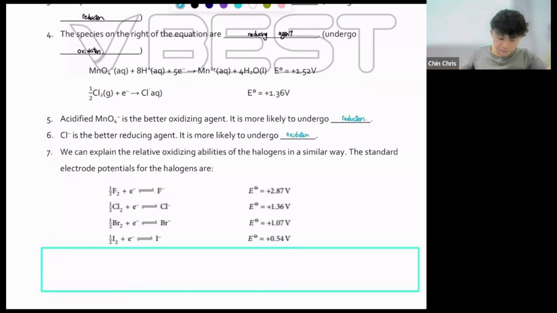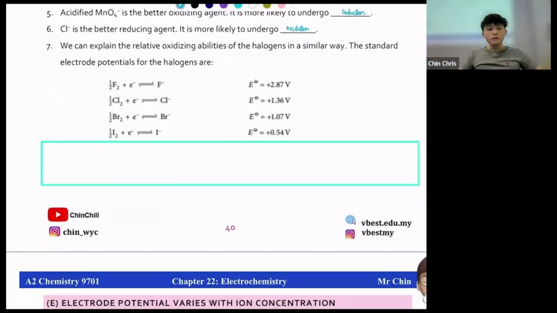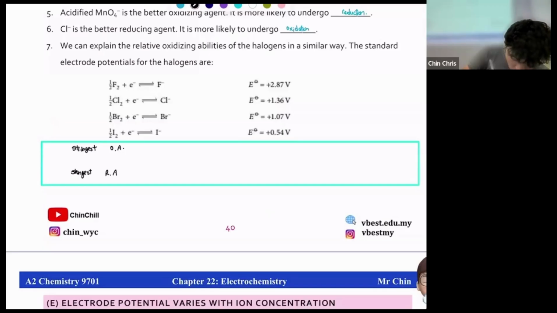Alright, guys, next. I want you guys to tell me which species is my strongest oxidizing agent? Which species is my strongest reducing agent? No, you have to refer to the value. That is AS only.